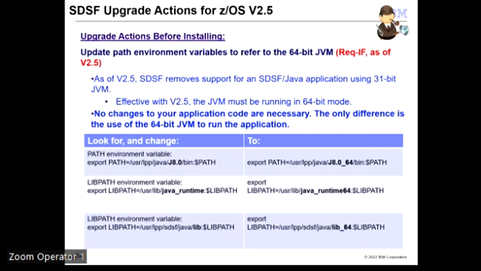You look for this in your path and libpath, two libpath ones, and you just change them to use the 64-bit flavor. This should be totally fine because you need Java 8 64-bit to run z/OSMF to install z/OS 2.5. So this should not be a problem. It's just a matter of getting the right path variable set up for SDSF itself. Remember, you do not need to change your applications to support this. This is SDSF requirements itself. And if you don't use SDSF, you don't even have to do it.